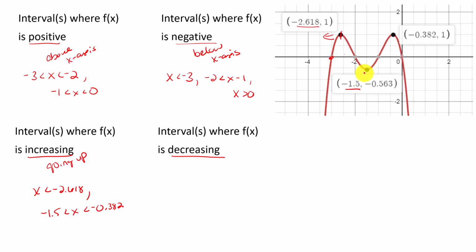If I want to look at the intervals where I'm decreasing, that means where am I going down? Again, when I'm tracing it, I'm going up until I get here. But between this point and this point, if I trace from left to right, I'm going down. So between negative 2.618 and negative 1.5, I'm going down. Here, I'm going up until I get here. But then to the right of this, I'm going down, and I'll just keep going down. So when x is greater than negative 0.382, because that means to the right.